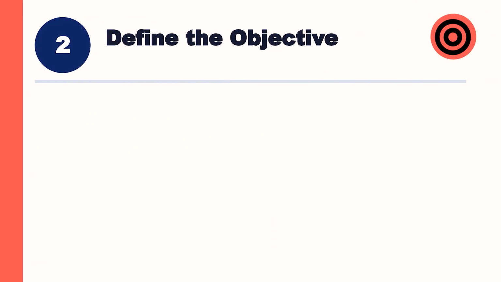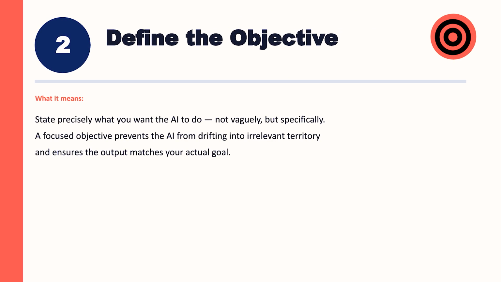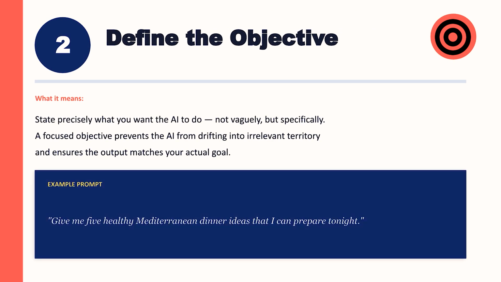Step 2 is define the objective. State precisely what you want the AI to do, specifically, not vaguely. A focused objective prevents the AI from drifting into irrelevant territory, ensuring the output matches your actual goal.